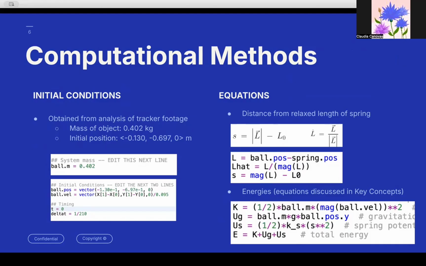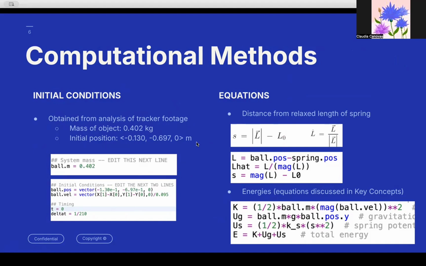So for the computational model, we first had to set our initial conditions. These were obtained from the analysis of the Tracker footage. We already knew the mass of the object at 0.402 kilograms, so we had that as ball.m, and we calculated the initial position as well, which we used later to calculate the velocity.